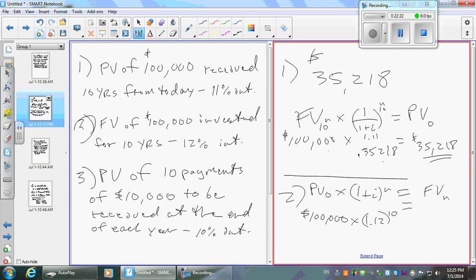What do you get for your future value? 12%, 10 periods, what is 100,000? 310? 059? Yeah. Okay, so 1.12 raised to the 10th must be 3.10059 maybe? If you go to the table, you find something real close to that, is that right?